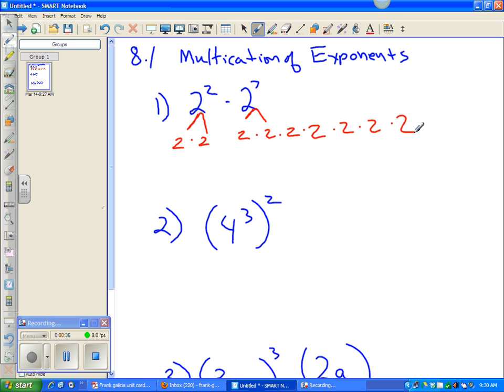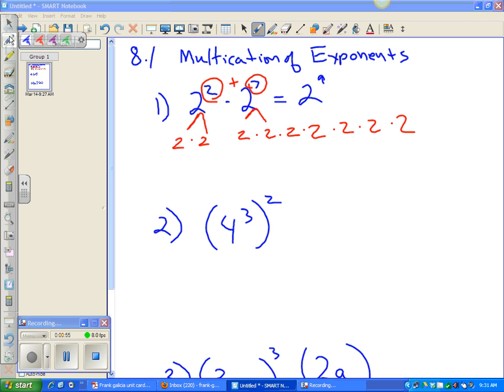So if I have 2 squared times 2 to the 7th, all you really have to do is get these two exponents and add them together, which will give me 2 to the 9th. And let me prove that right here by showing you that there are 1, 2, 3, 4, 5, 6, 7, 8, 9.